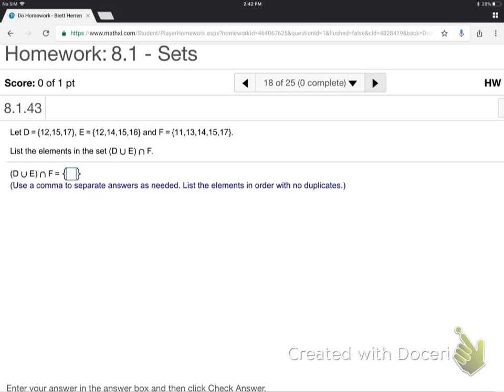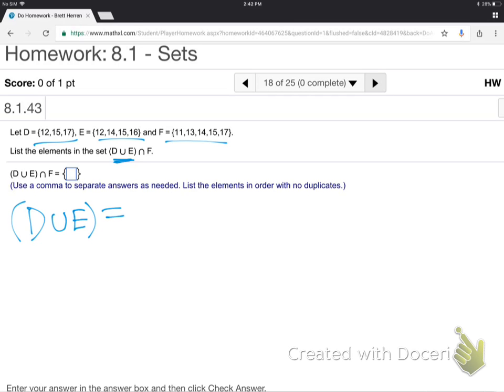Okay, so here's D, here's E, here's F. They want me to first have, oh, you always go where the parentheses are first, don't you? You know that from math stuff. So first off, do the parentheses first. They want me to do D unite E. So that's the U turned up. So let's do that first. Let's do D united with E.